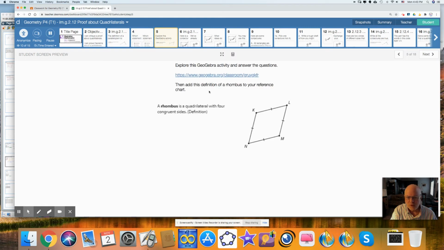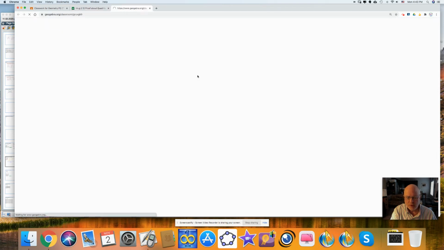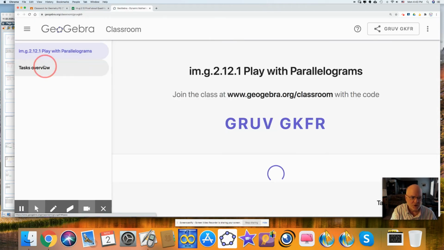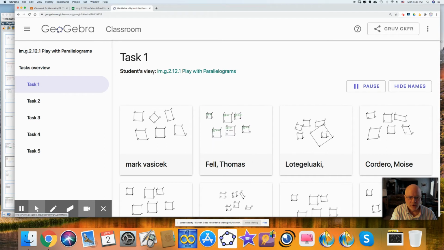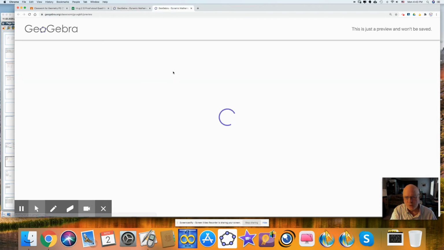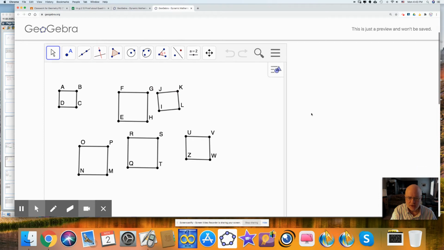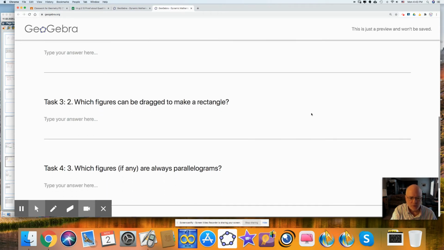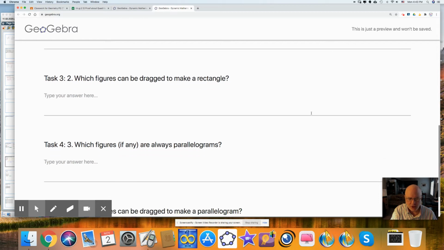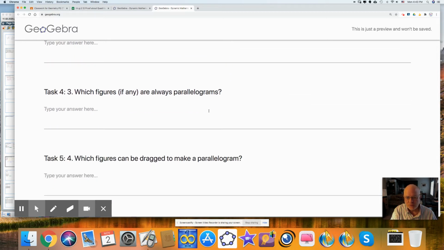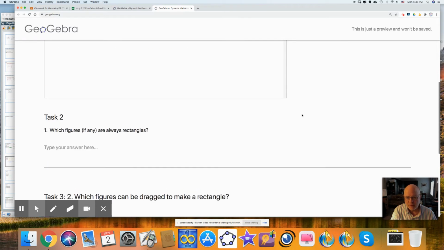So next we went to GeoGebra. I'm going to also make sure that this is found in your reference table. In our GeoGebra assignment, which I'm going to demonstrate for you here, we have pretenders. These are square pretenders. And your task was to determine, number 1, which figures can be dragged to make a rectangle, which figures are rectangles always, which figures are always parallelograms, which ones can be dragged to make a parallelogram.